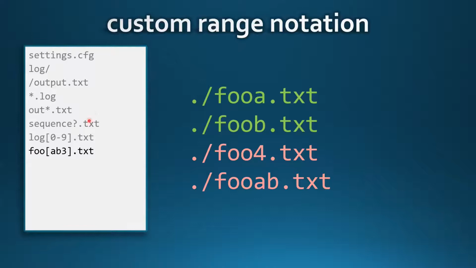So starting with foo, fooA.text matches, fooB.text matches. Of course, 4 is not in there, so it's not going to match. And the same rule as the other range notation applies: you must have only one of the matching characters. So AB would have 2, and it only accepts 1, so that won't match.